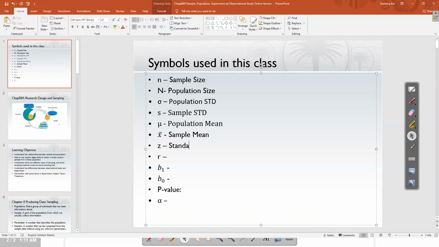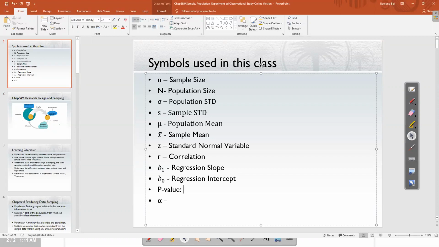Z is a distribution. It's a standard normal distribution. So this is a variable for a standard normal. R is correlation. We just learned about a correlation to show the linear relationship between the two variables. And B1 is the regression coefficient, and this is the slope. And B0 is the other coefficient, the regression intercept.